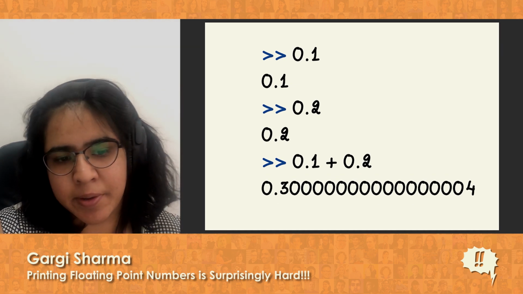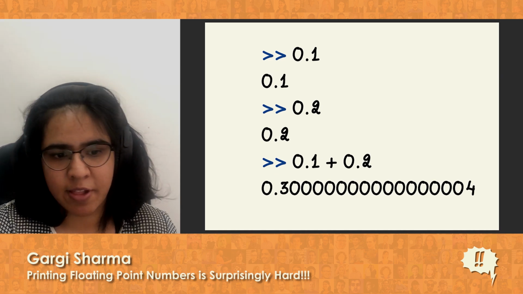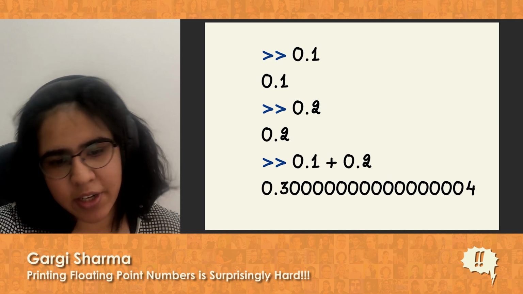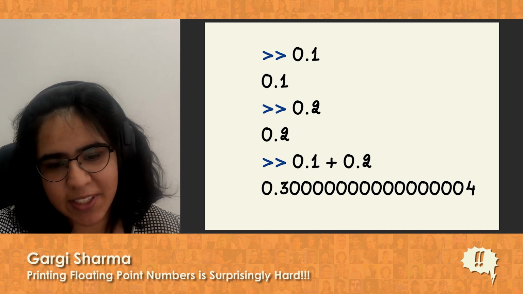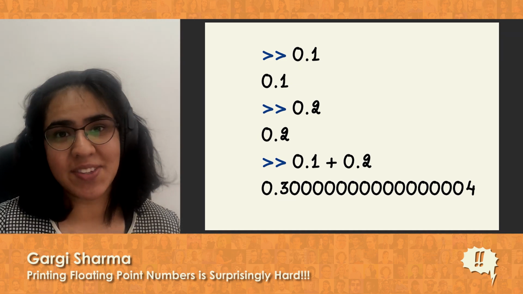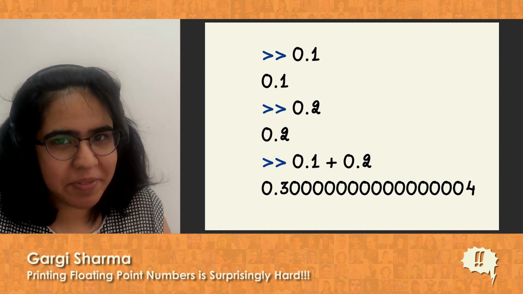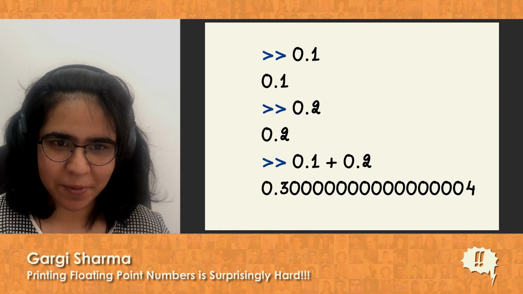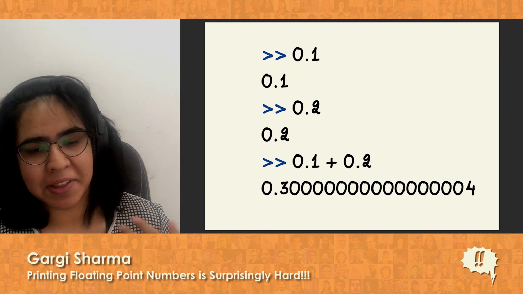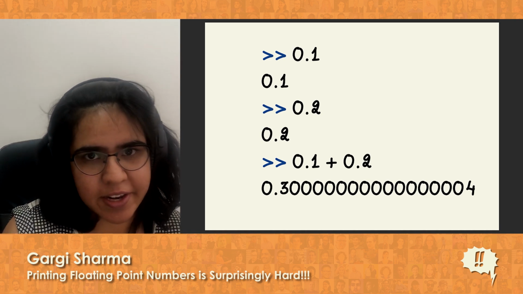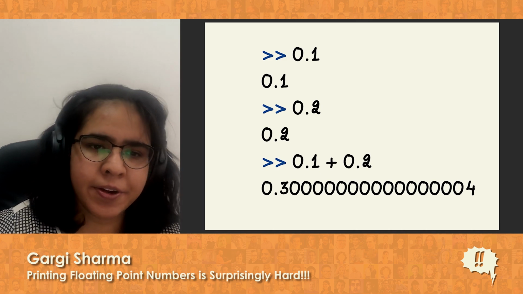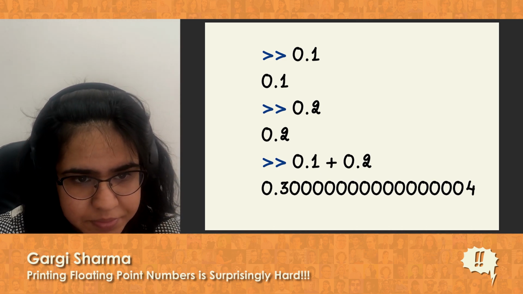Then you add 0.1 and 0.2 in the REPL and you get 0.30000000000000004 as the output, which is surprising, right? Because the answer should be 0.3. It's 2020, why are computers still not working? And you might think the compiler or the interpreter is at fault here, but more often than not, it's the printing algorithm that's the problem.